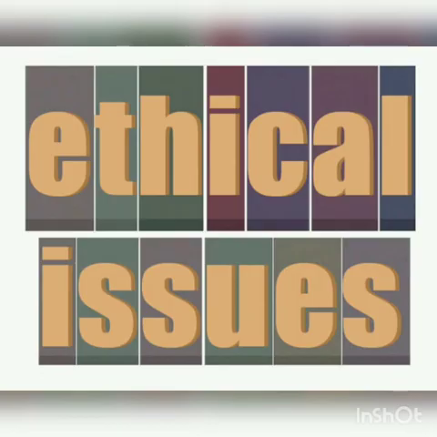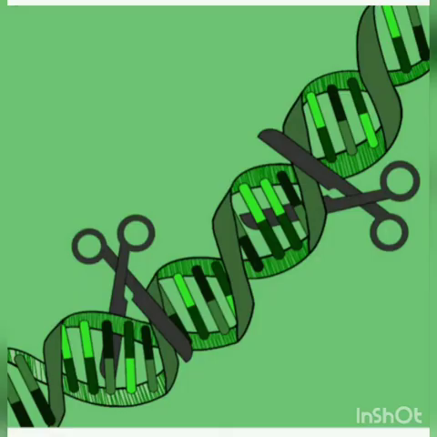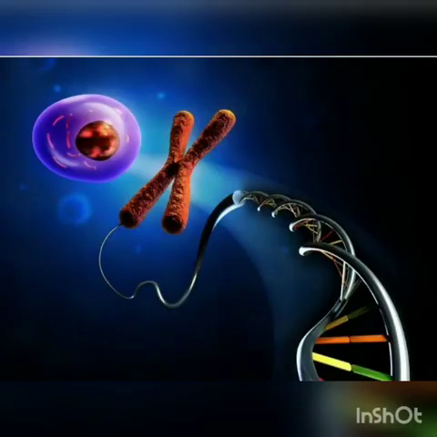Next is the ethical issues. Biotechnology has given to the society cheap drugs, better fruits and vegetables, pest-resistant crops, indigenous cure to diseases and a lot of controversy. This is mainly because the major part of modern biotechnology deals with genetic manipulation. People fear that these genetic manipulations may lead to unknown consequences. Although many are concerned about the possible risk of genetic engineering, the risks are in fact slight and the potential benefits are more, that is sustainable.